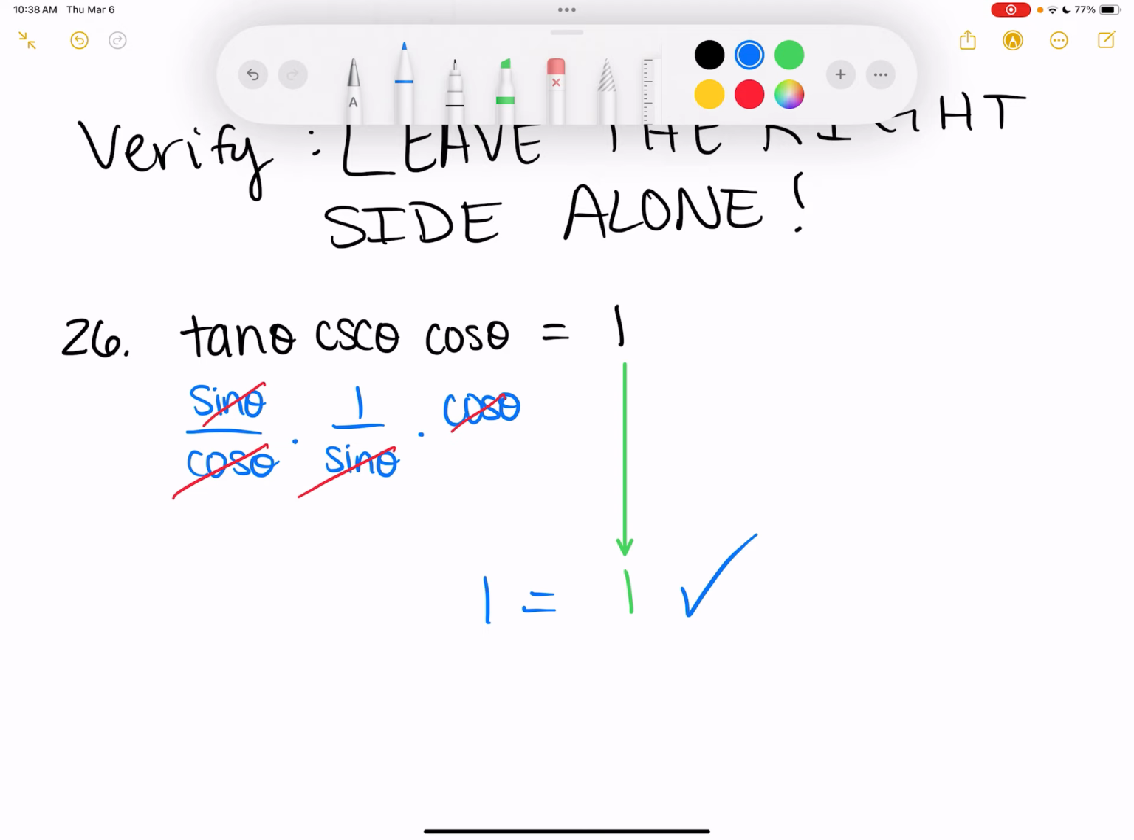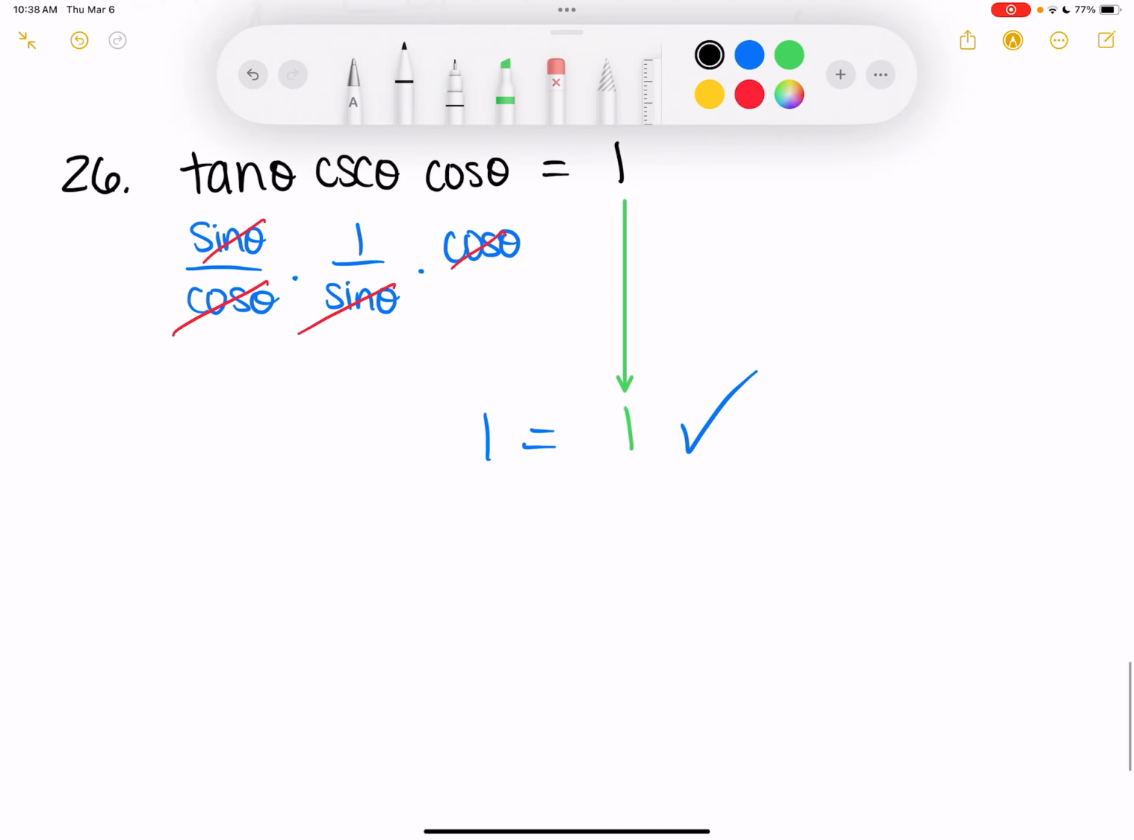Now, the nice thing about verifying is you know what your end result is supposed to be: 1. But sometimes people think they can trick the teacher by writing a whole bunch of random stuff in the middle and then just writing that 1 equals 1. I will mark it wrong because your stuff in the middle doesn't make sense. Sometimes there are multiple ways to get to the same final answer, so I will be looking at that. But I'm not just going to see that 1 equals 1 and assume.